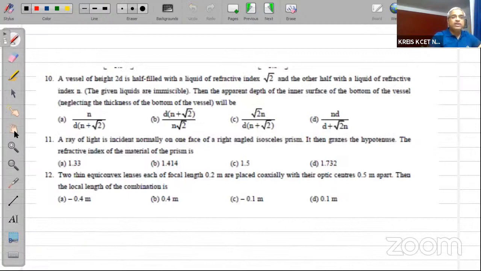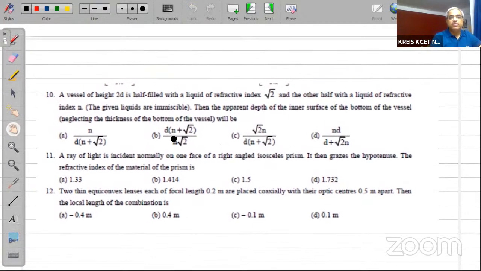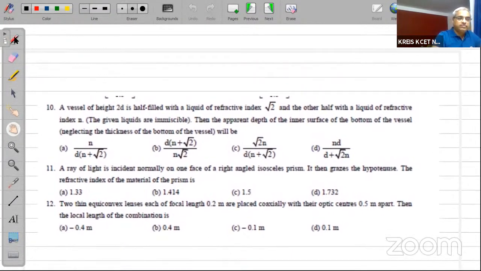Okay, let's look at the next question, the 10th one. A vessel of height 2d is half filled with a liquid of refractive index √2 and the other half with a liquid of refractive index n. Then the apparent depth of the inner surface of the bottom of the vessel, neglecting the thickness of the bottom of the vessel, will be. So I have to find out the apparent depth here.